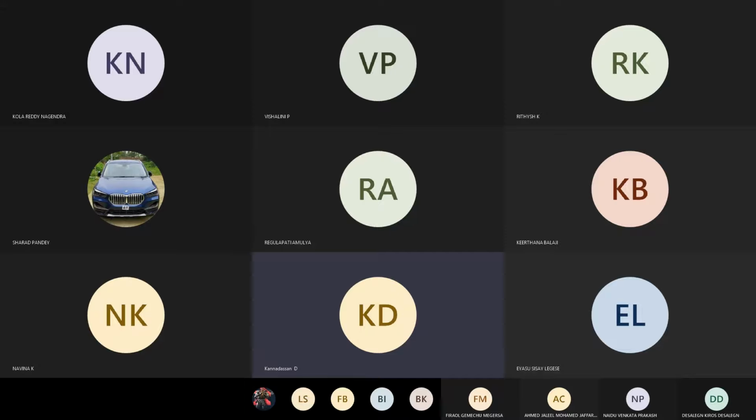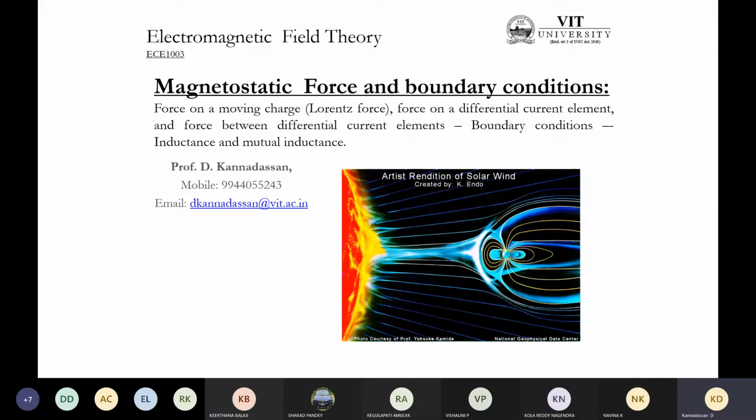End of the second unit. So here we are going to see the concepts behind the magnetostatic force. We already discussed the point charge, and when a point charge is moving in a particular direction, how the direction will change in the presence of an electric field and a magnetic field.